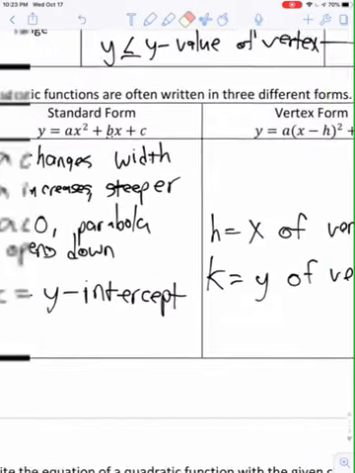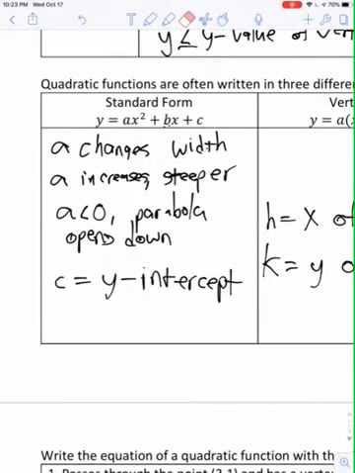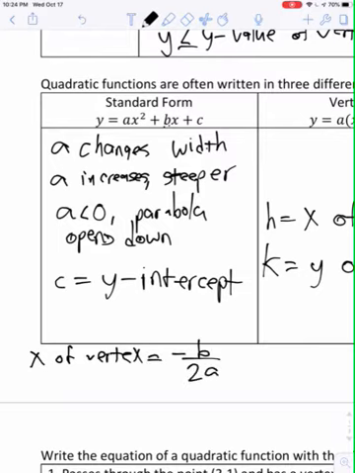And one thing I forgot to say about standard form is in standard form, the x-coordinate of the vertex equals negative b over 2a. So that's a helpful thing to remember.